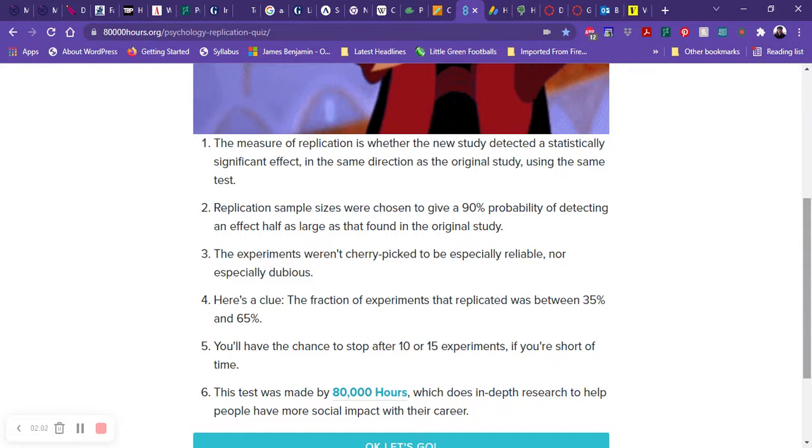They tell you how they built their samples. They make it very clear that these were not cherry picked to be either really cool or really gross. So these are just randomly picked experiments. The fraction of experiments that were replicated was between 35% and 65%. And you can stop at 10 experiments or 15 experiments if you're just not able to commit the time to doing all 21. But if you can do all 21, that would be really awesome.